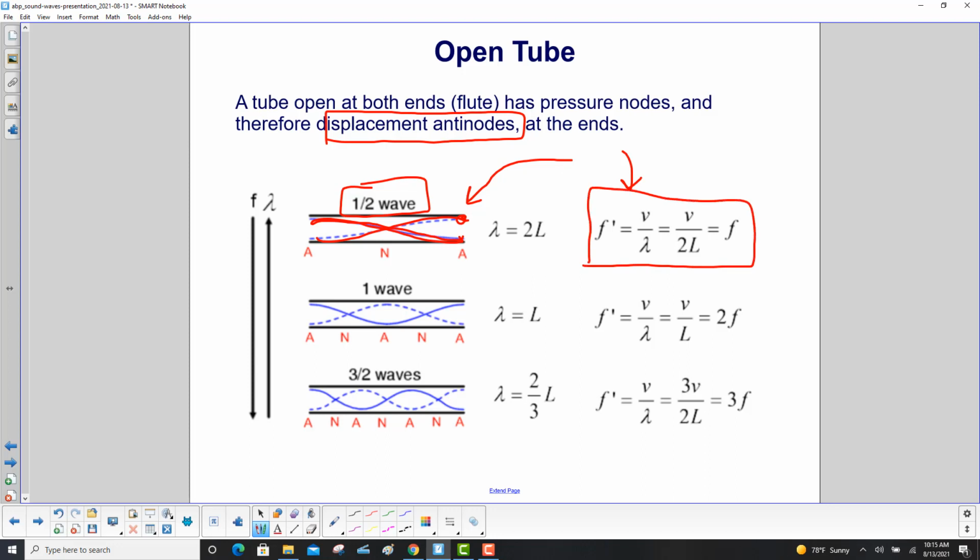your first harmonic. Then you take your next wave that's going through, and it looks like this. In that case, your wavelength is equal to L. And you do the same thing for frequency. Your frequency is twice the fundamental frequency. And then you have 3/2 waves fit in. This time your wavelength is 2/3 L, and your frequency now is 3 times the fundamental frequency.